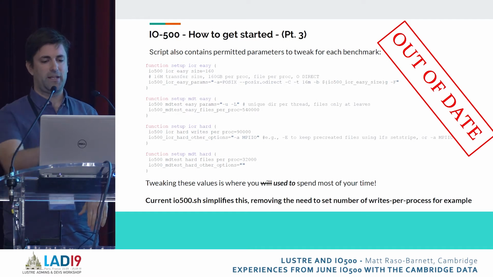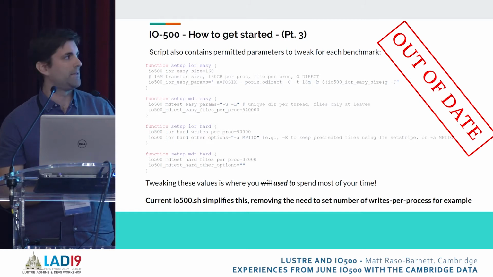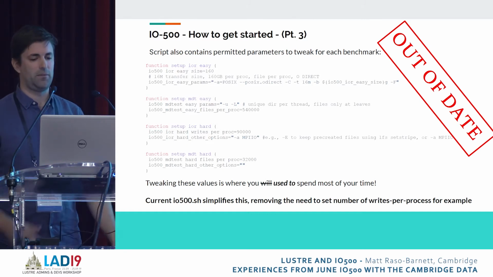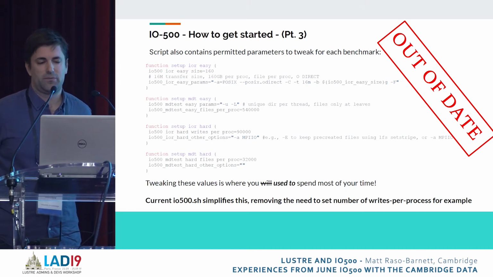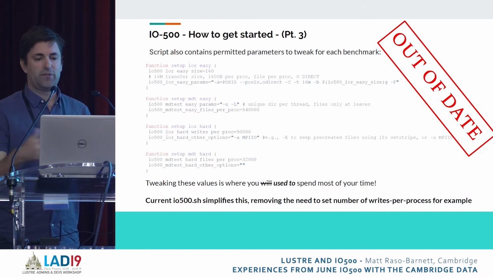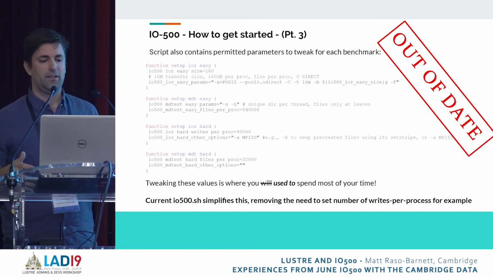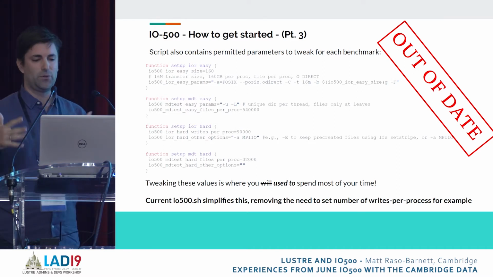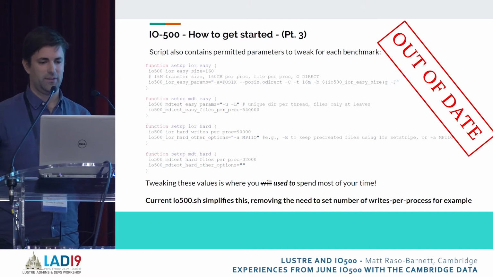So that's made it a bit easier, but before, this was one of the places where you would spend a lot of time iterating on trying to find values for these, because these will often determine how big the files are, or how many files you're going to create in the metadata benchmarks. So before this change, you would often need to be tuning these quite carefully to ensure that you, one, made enough files to last longer than 300 seconds, but also not to go too far over.